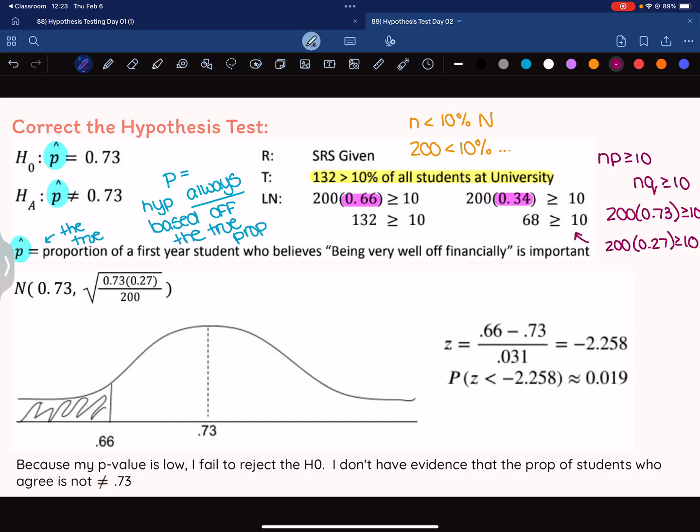And then we can make some kind of statement of how my conditions are satisfied, remembering what each condition does. The randomness allows me to assume there's no bias, that it's appropriate for my population. The 10% condition shows that it's independent, and then large enough allows us to assume that it's approximately normal, so we can use the normal model.